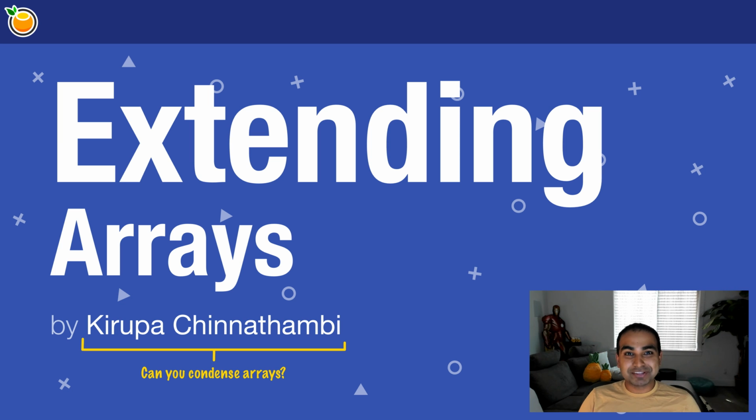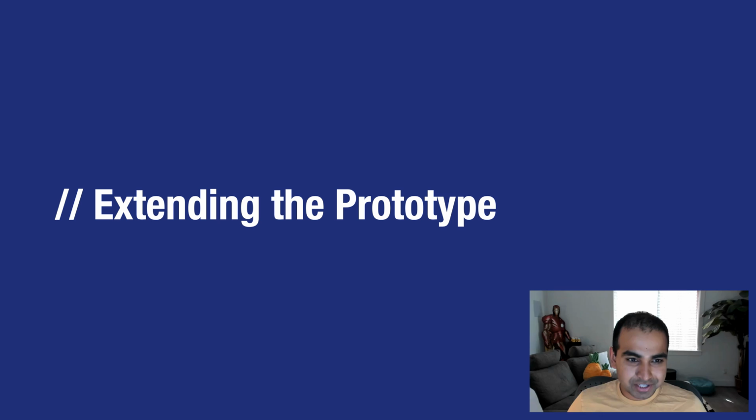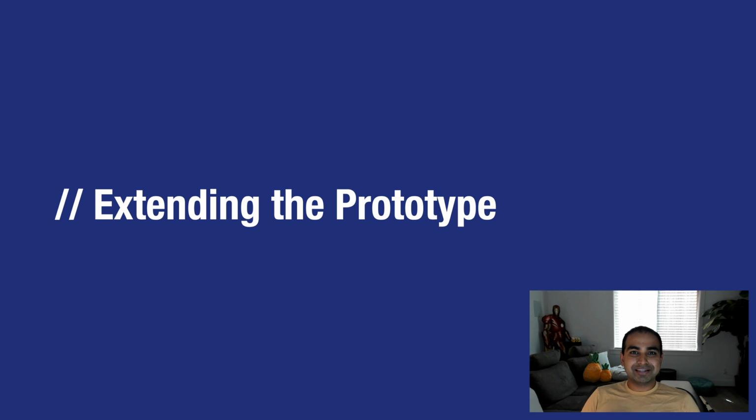And that's where this really fun topic of extending arrays really comes into the picture. And so we're going to look at, in this video, two ways in which we can extend our array with some really cool new capabilities. The first approach is by extending the prototype, and the second approach is by looking at subclassing. Both these approaches are kind of cool, they have their pros and cons, and we'll walk through what each of them bring to the table and some of the things for you to look out for. So let's start with the top. Let's start with extending the prototype.